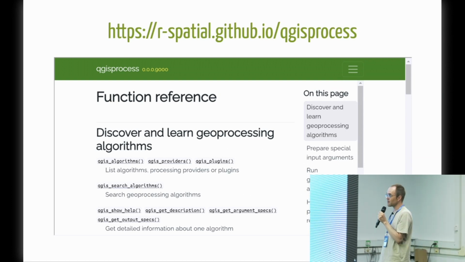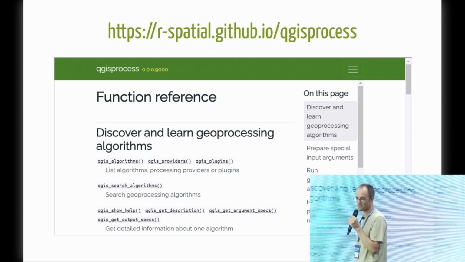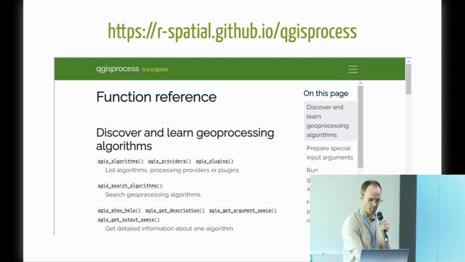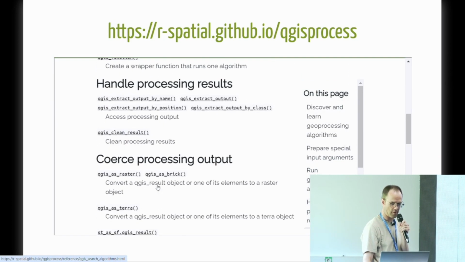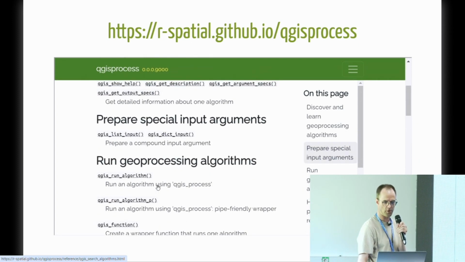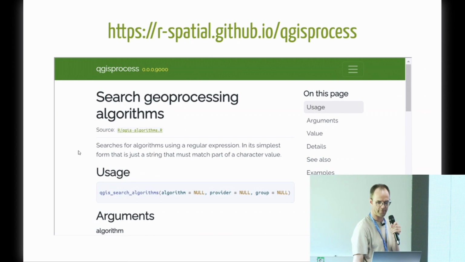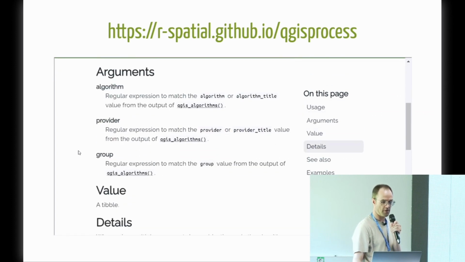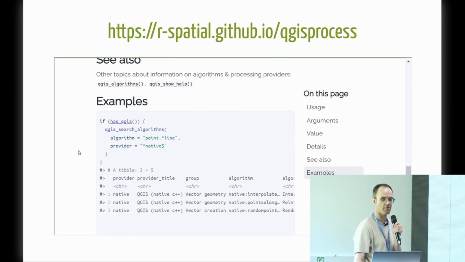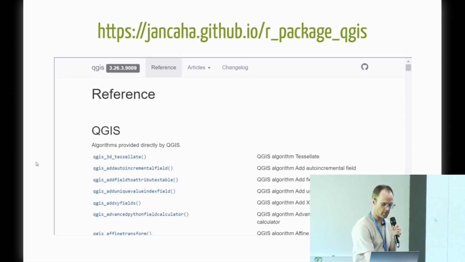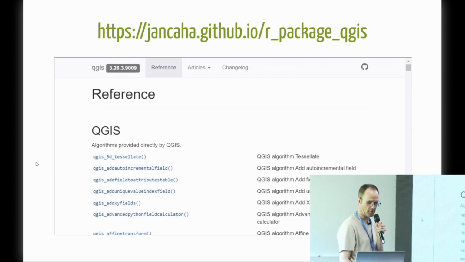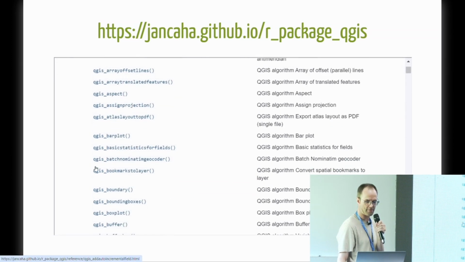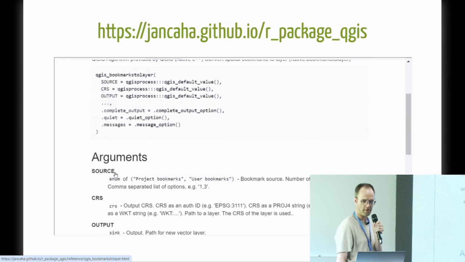The package has some online documentation, so the functions, well, I could click, I think. So for example, you can see they are organized according to the workflow that you would normally use, and they also have a description of the arguments, more information, and some examples. So like this. Oh, I was too fast. So the same holds for the QGIS package, where we have also this type of description.